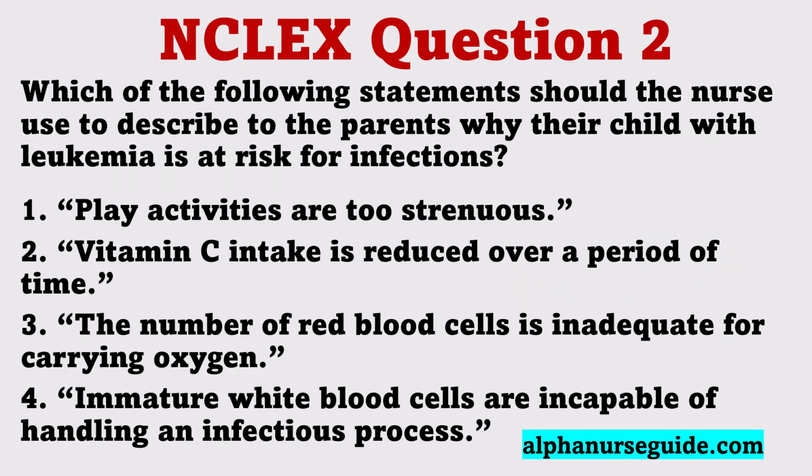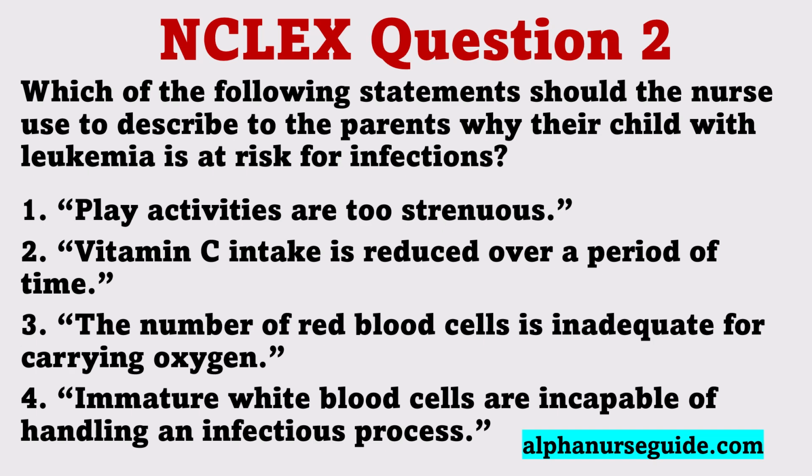Which of the following statements should the nurse use to describe to the parents why their child with leukemia is at risk for infections? 1. Play activities are too strenuous. 2. Vitamin C intake is reduced over a period of time. 3. The number of red blood cells is inadequate for carrying oxygen. 4. Immature white blood cells are incapable of handling an infectious process.